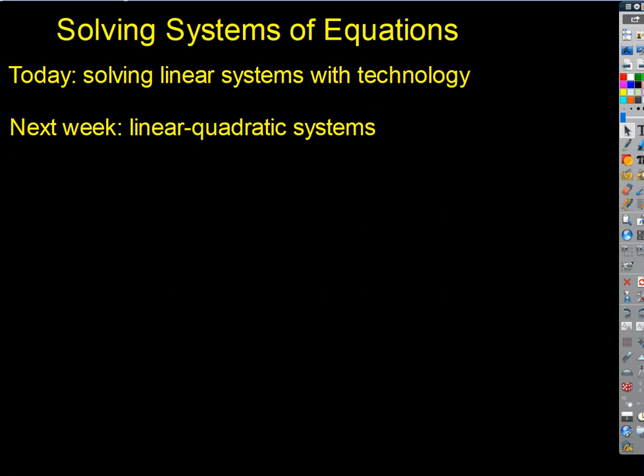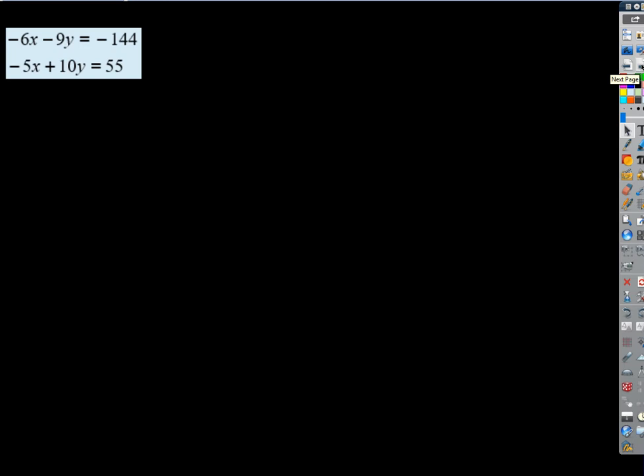We hinted at systems that we call linear, but they represent maybe even plane systems, right? So systems that involve more than two variables, which we're accustomed to. And then next week we'll go a little further and look at how to solve some more complicated systems, linear quadratic systems. All right, so let's review what we did yesterday.